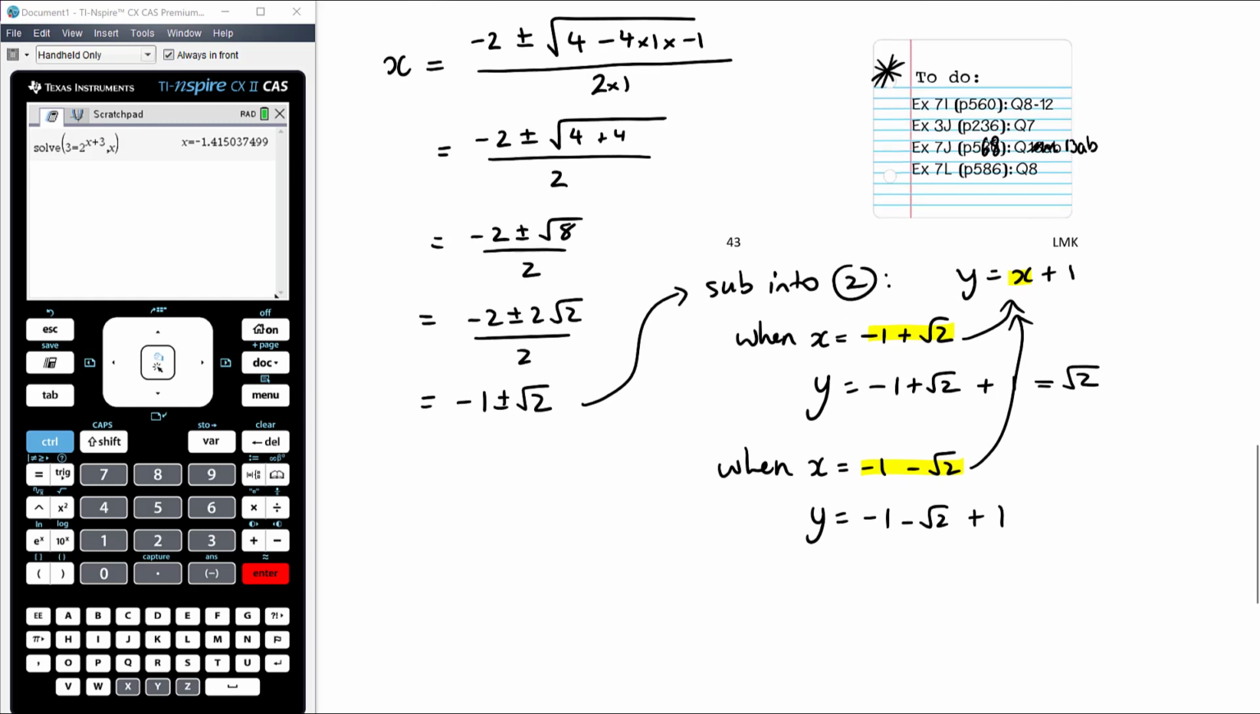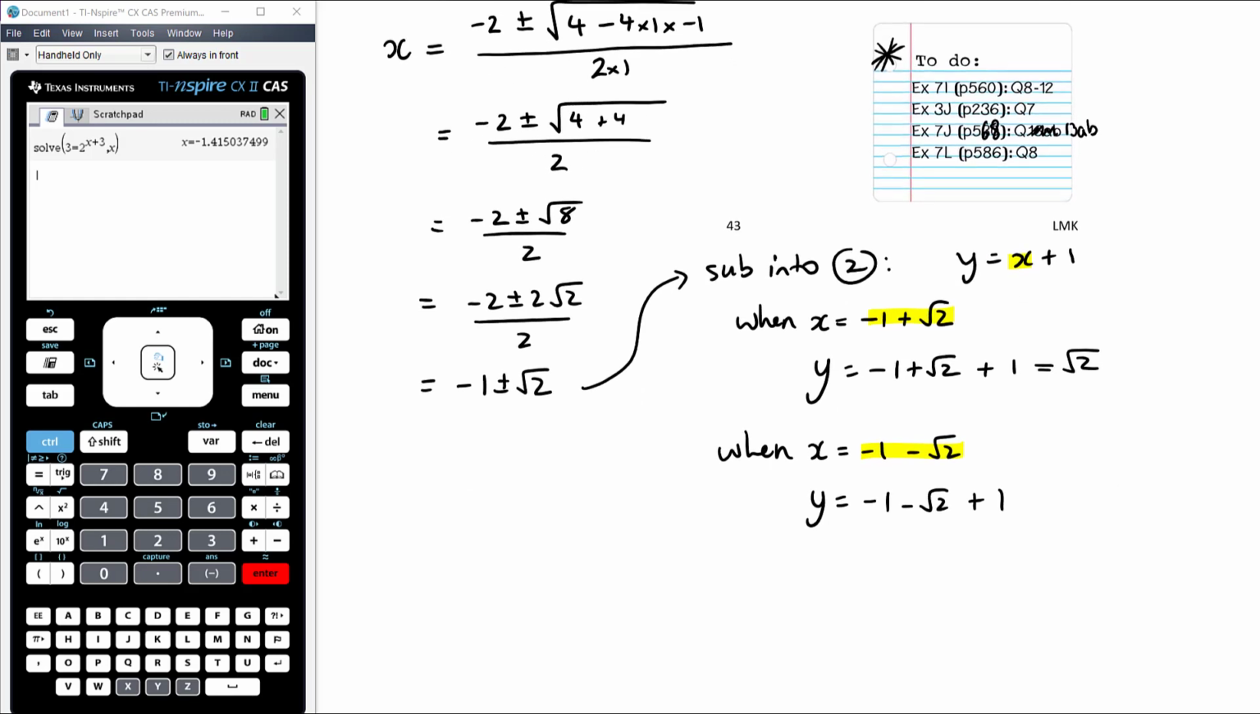And when we do that, sorry, I lost that 1 in there, just be careful about that. −1 − √2 + 1, so again the −1 and +1 cancel out, and here we've just got −√2. So therefore the coordinates of the points: when x is −1 + √2, y is √2, and when x is −1 − √2, y is −√2.